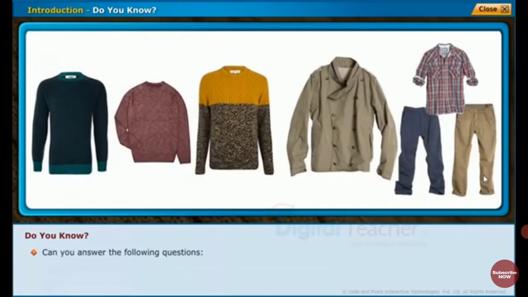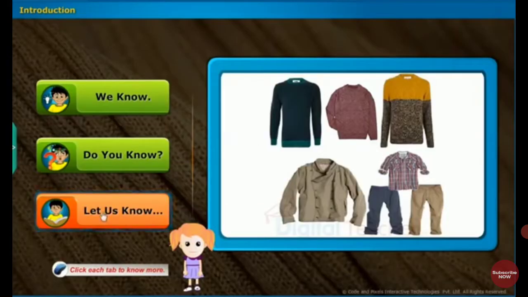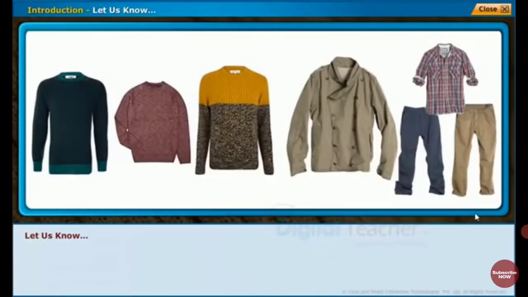Can you answer the following questions? Are all variety fabrics in our daily life made of natural fibers? Can you name some natural fibers? Let us find out the answers to such questions in this chapter.